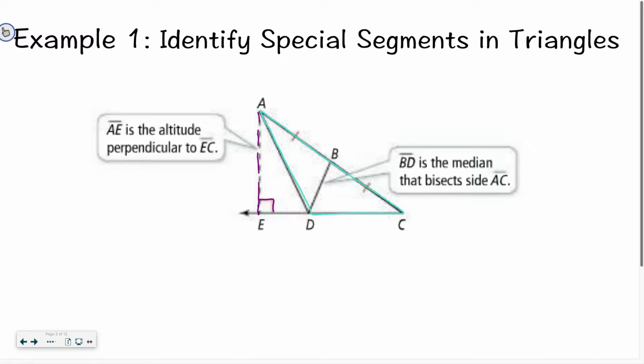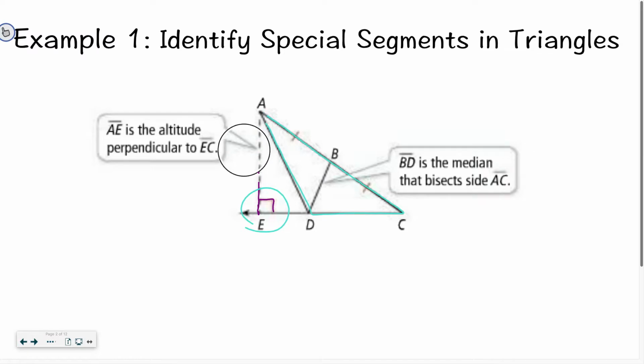So if it's an obtuse triangle like this one, the altitude is going to occur outside of the triangle. If it's an obtuse triangle, your altitude is going to be outside. And always, always, always, altitude has the 90 degrees.